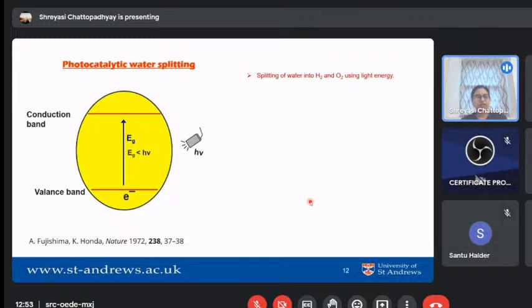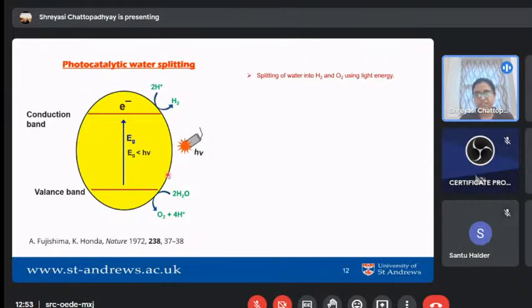Now, how can we make hydrogen by photocatalysis? Basically, photocatalysis is splitting water using light energy and making hydrogen and oxygen. And how does it work? The valence band has electrons, and if you irradiate the material with light, an electron from the valence band can be excited to the conduction band, and this electron can take part in making hydrogen, whereas the hole here can take part in making oxygen.